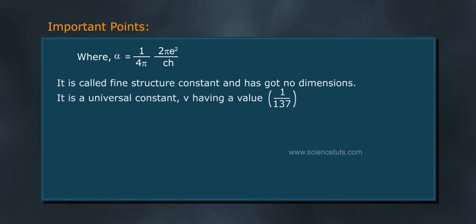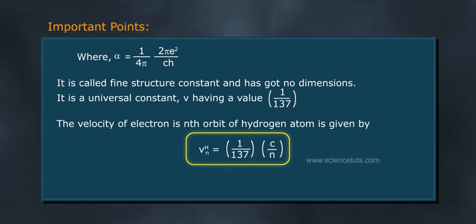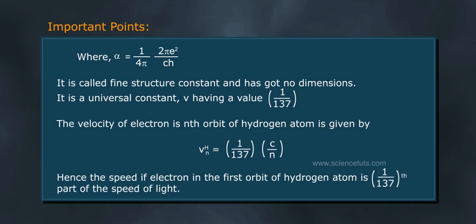Here α equals 1 by 4πε₀ into 2πe² by ch. It is called the fine structure constant and has no dimensions. It is a universal constant having a value 1 by 137. The velocity of the electron in the nth orbit of hydrogen atom is given by vnH equals 1 by 137 c by n. Hence, the speed of the electron in the first orbit of hydrogen atom is 1 by 137th part of the speed of light.